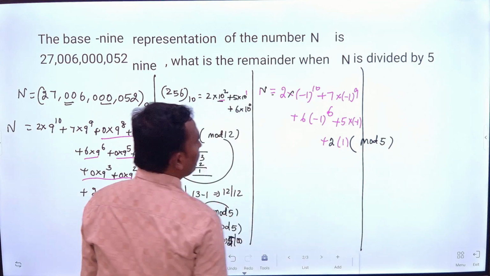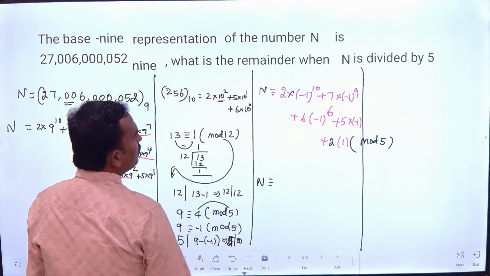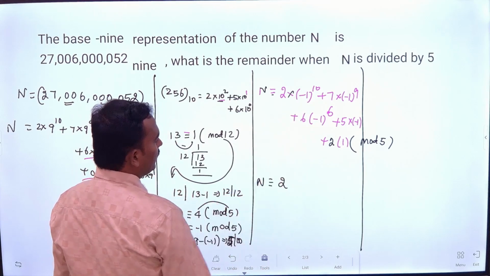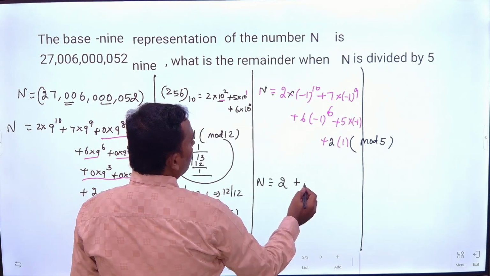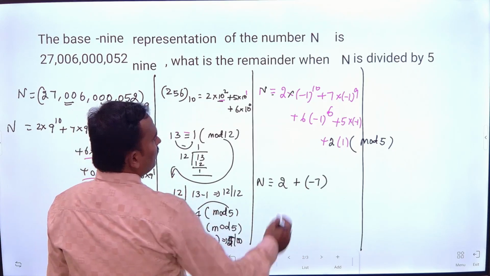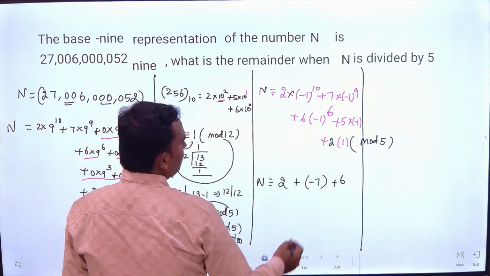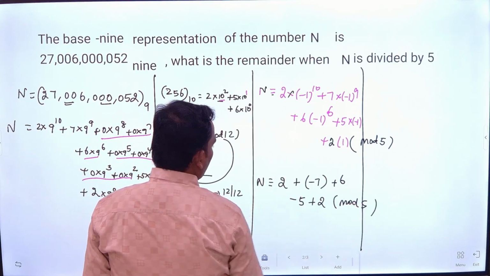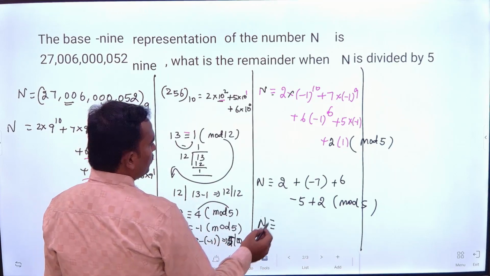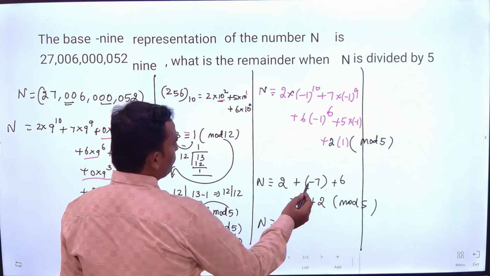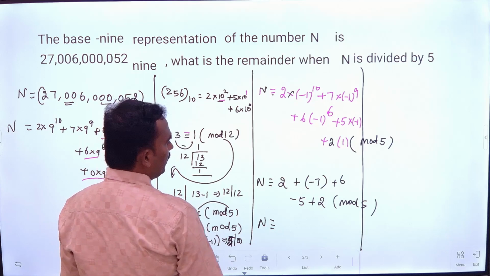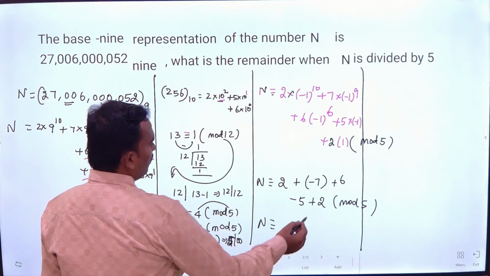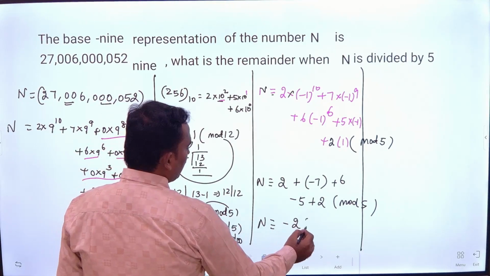modulo 5. Understood? Therefore, n is congruent to 2 minus 1 to the power 10 is 1, even power will be 1 only. Therefore 2; this is odd power, minus 7; this is even power, plus 6; this is minus 5, plus 2 modulo 5. So you can add all the things: 2 minus 7 is minus 5, plus 6 will be 1, minus 5 is minus 4, plus 2 is minus 2, modulo 5.